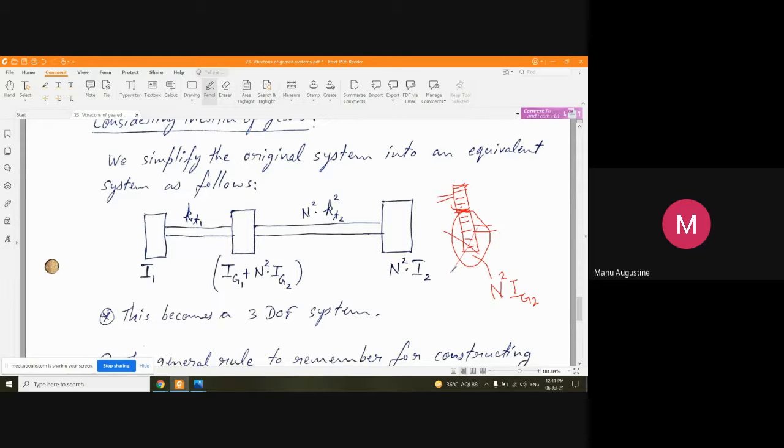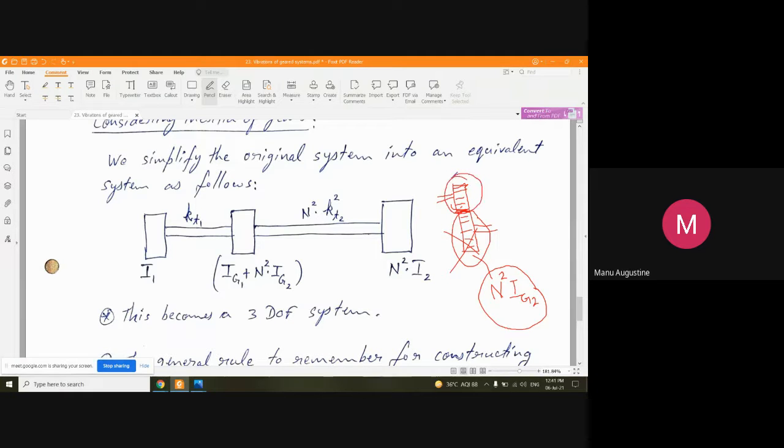So now the original gear is gone and I have an inertia element. Now this is a hypothetical inertia element. This need not be in the shape of a gear. It should be some sort of a rotor having an inertia of n square IG2. That's all. So I have a rotor of n square IG2 in place of the gear that was in the driven side. Now what happens to the gear that is on the driving side?